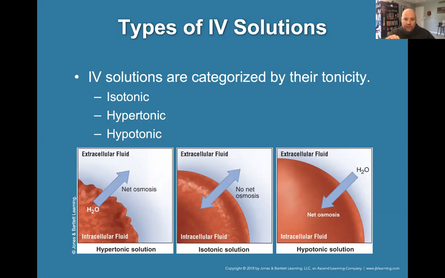Please, please, please make sure you understand that. So isotonic is free range, can do whatever it wants. Hypertonic is high in sodium, which draws fluid from the cells.